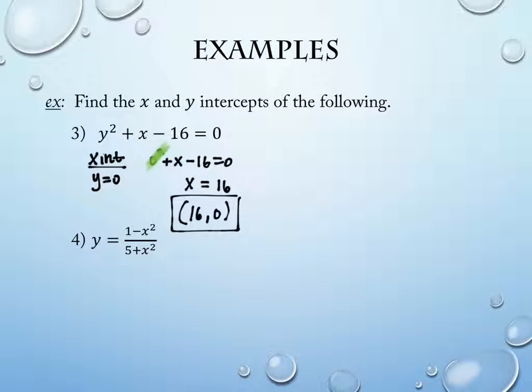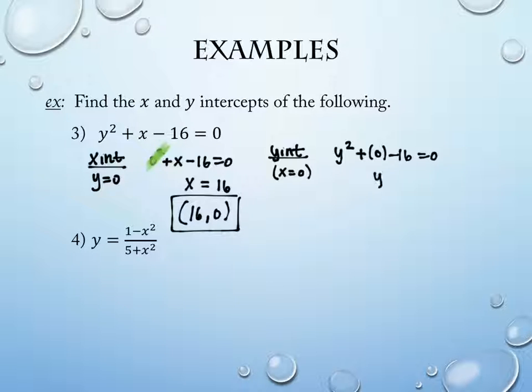The y-intercept is the one that's actually harder to do on this one. My y-intercept, which is when x equals 0, means that I have to go like this. I have to do y squared, oh, I know what I said wrong before, but I'll fix it in a minute, plus the 0 for the x, and then minus 16 equals 0.